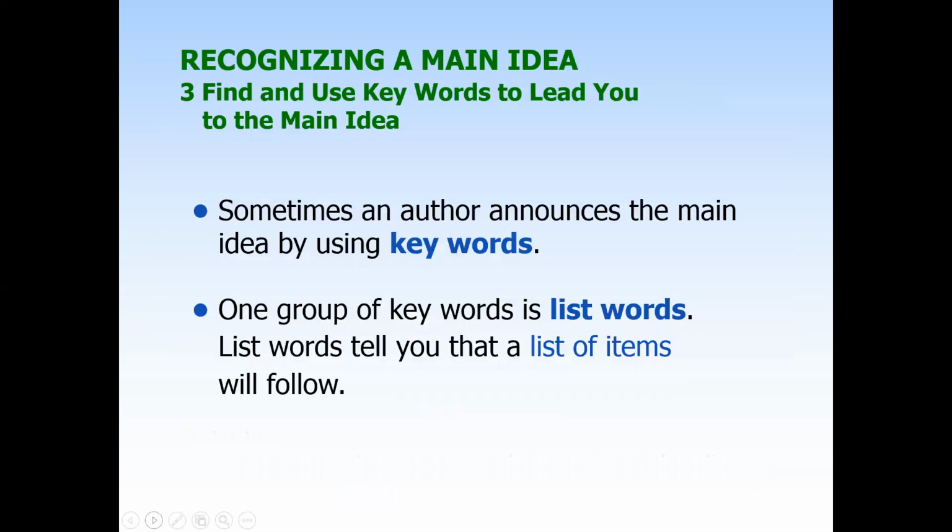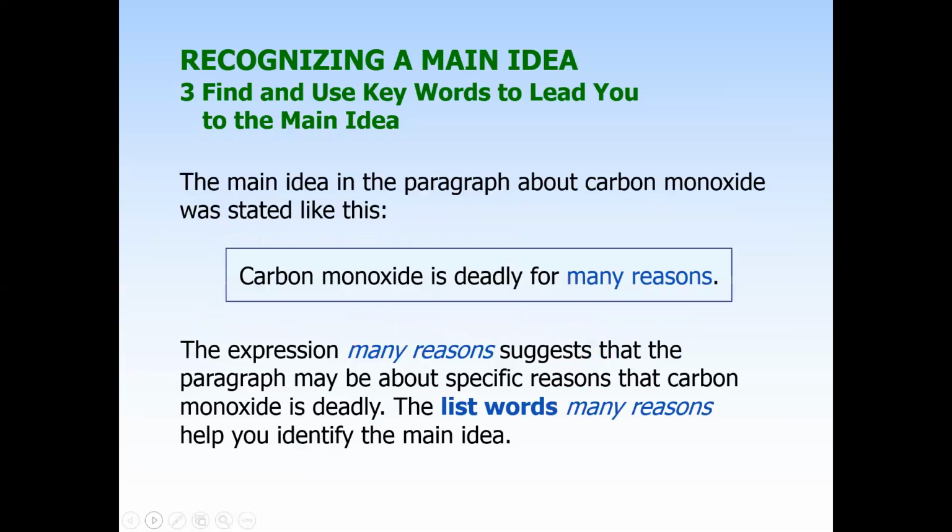The third strategy was to find and use keywords to lead you to the main idea. Sometimes an author announces the main idea by using keywords. One group of keywords is list words. List words tell you that a list of items will follow. The main idea in the paragraph about carbon monoxide said, carbon monoxide is deadly for many reasons. That's a list word. That's showing you that, okay, now the rest of the paragraph is going to explain these reasons.